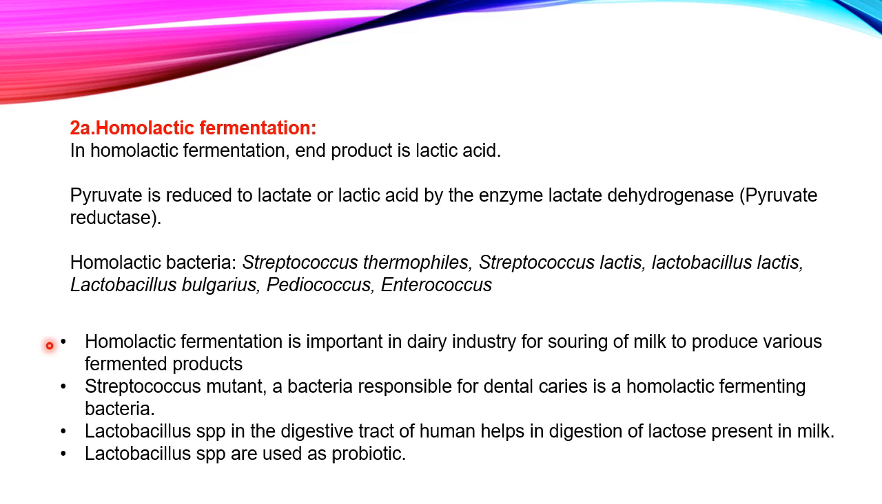And what can their application be? They can be used in the dairy industry for souring of milk to create various fermented products. They also help in the digestive tract of humans, in which digestion of lactose present in milk is possible. They are used as probiotics. These bacteria are also responsible for dental caries, which is also caused by homolactic fermenting bacteria. So these are some basic points about homolactic fermentation. Now let's see the next one.